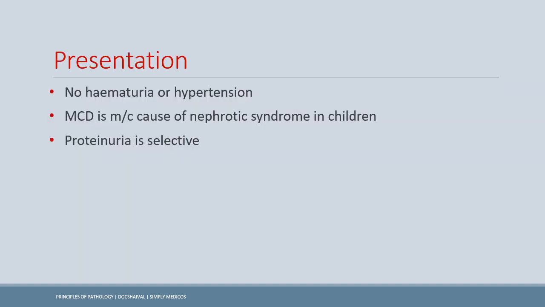The most common cause of the nephrotic syndrome in children is MCD, and we won't see any hematuria or hypertension. Then proteinuria is selective. Now, this requires explanation. The proteinuria, see, there are two types of proteinuria, selective and non-selective proteinuria. And whenever we have the selective proteinuria, then the low molecular weight plasma proteins are lost, and those are the two proteins, albumin and the second one is transferrin.